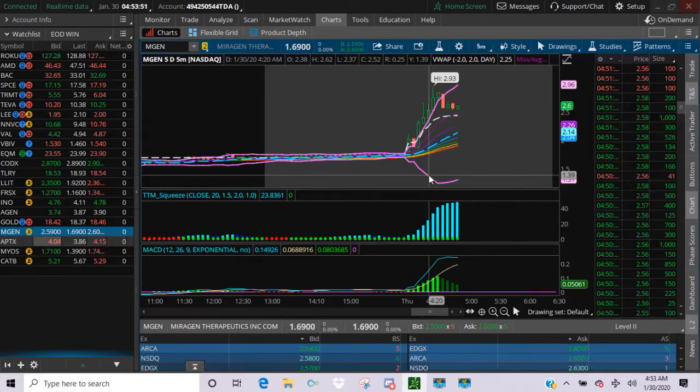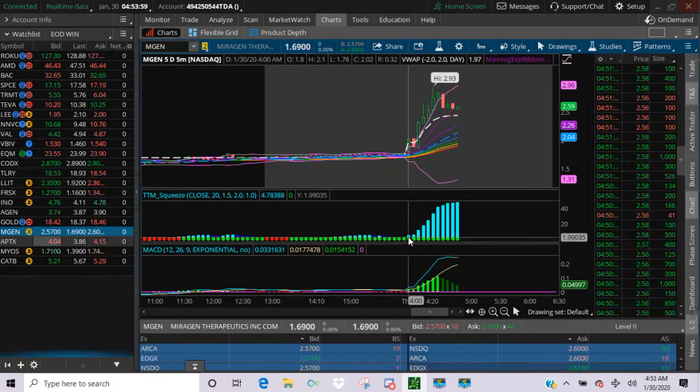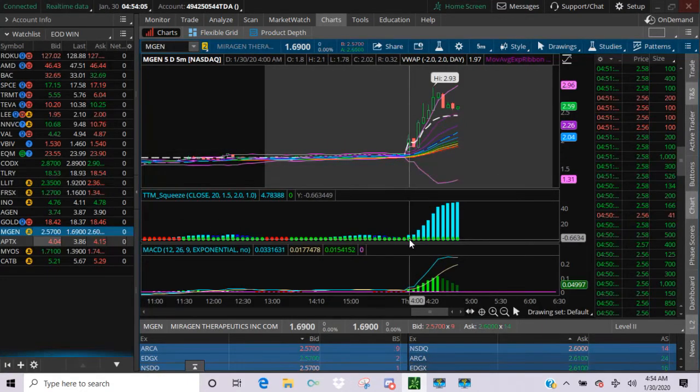Like your legs spreading apart, however you want to say it. This is a good thing. My TTM squeeze went boom right there. This green candle, if you follow my line down, my TTM squeeze gave me my first indication. My MACD gave me my first indication. You can see it right there.